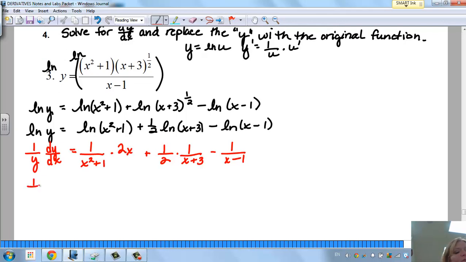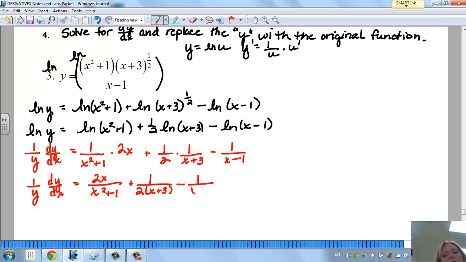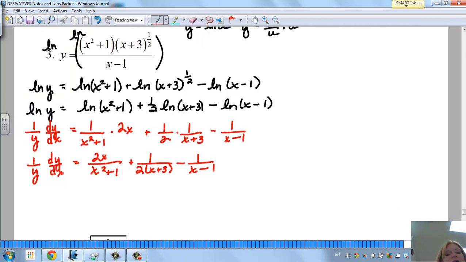So I have 1 over y dy dx equals 2x over x squared plus 1, plus 1 over 2 times x plus 3, minus 1 over x minus 1. I don't know about you, but this is easier than if we had to do product and quotient. Now, we have to solve for dy dx. So this is what we're actually going to solve for right here, okay?